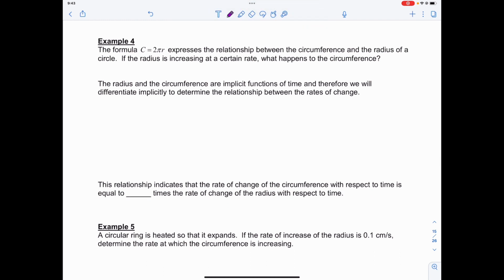All right, let's take a look at examples 4 and 5, which are going to be related. In the previous cases, we just gave the formula. For examples 4 and 5, we're going to look at the relation in terms of geometry that you've already looked at. So the formula C is equal to 2 pi r expresses a relationship between the circumference and the radius of a circle. If the radius is increasing at a certain rate, what happens to the circumference? Well, if the radius is increasing, then the circumference, because of the relationship, is also going to be increasing.